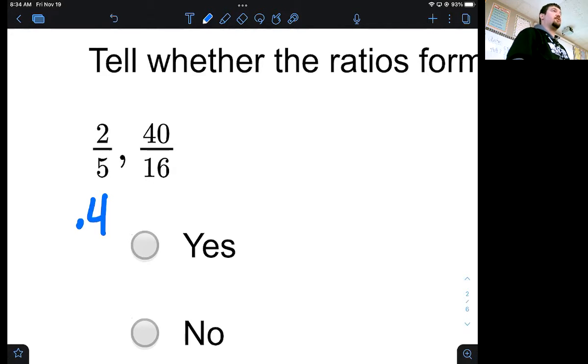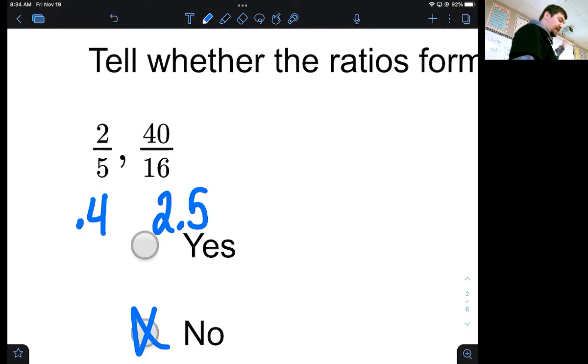Does yours only give you a fraction? Bring it up here. Parker, what's 40 divided by 16? It does give you a fraction. Okay, you have to press another button to get a fraction form. I can fix that for you. 2.5. Is that the same? No. So the answer is no. What do I write down on my work paper then? Well, I write down 0.4 and I write down 2.5 and I write the word no. I'm not asking a whole lot.